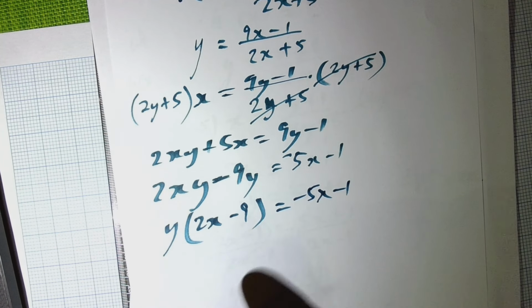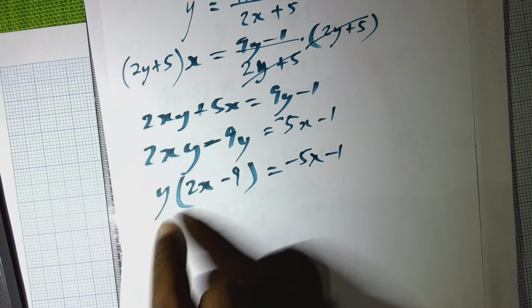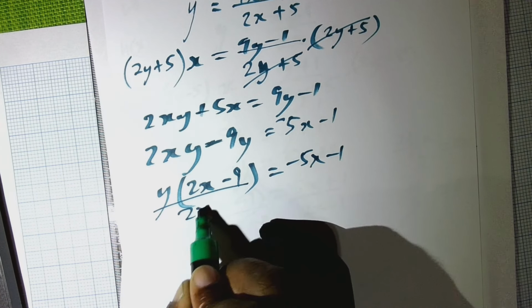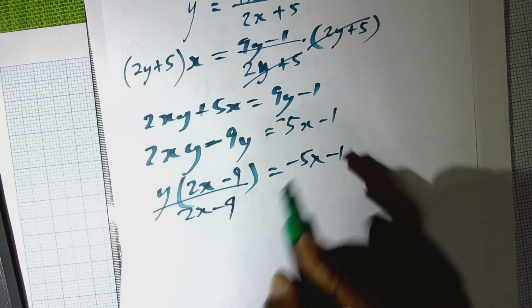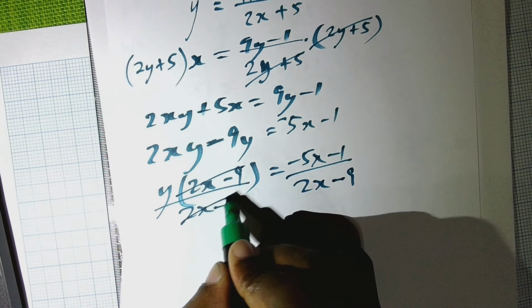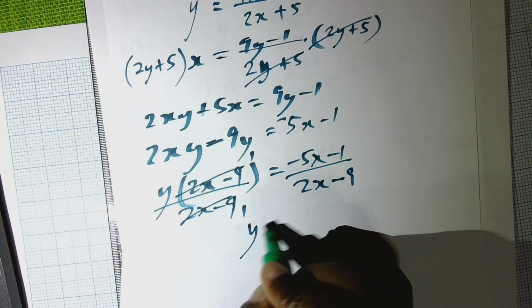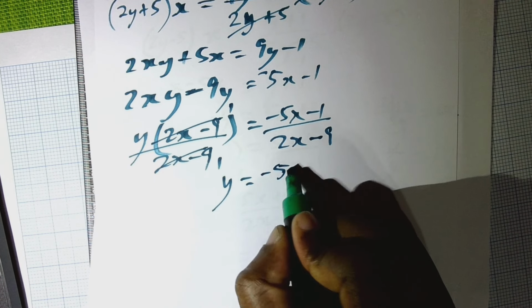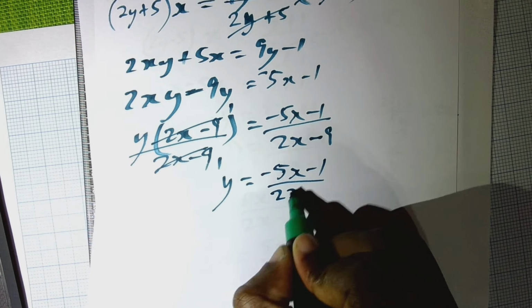Then we want to isolate this y. Recognize the 2x minus 9 is multiplying it, so we're going to get rid of it by the opposite, division. So this cancels out once, leaving us with y equals negative 5x minus 1 over 2x minus 9.